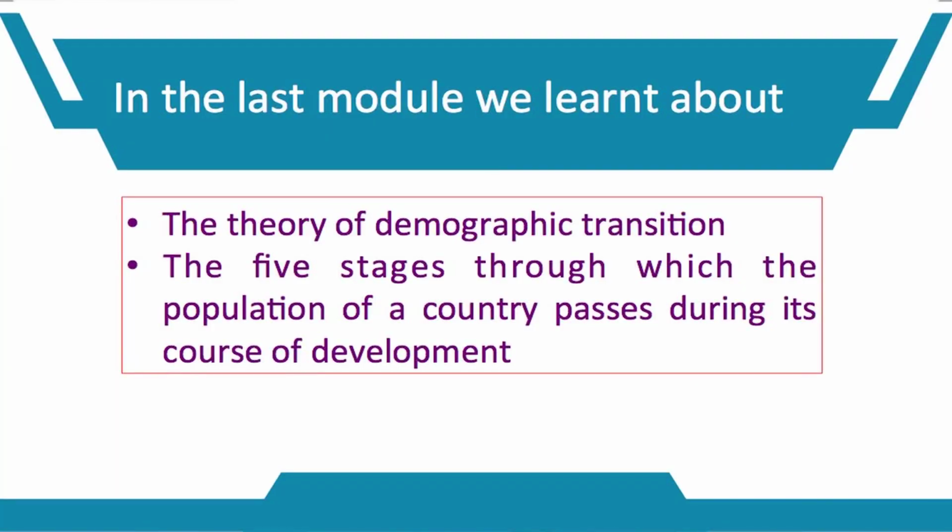In the last module, we have discussed the theory of demographic transition, where we learned about the 5 stages through which the population of a country passes during its course of development. The theory of demographic transition only talked about the evolution of a nation, the composition of population, the nature of birth rate and death rate at different points of time.